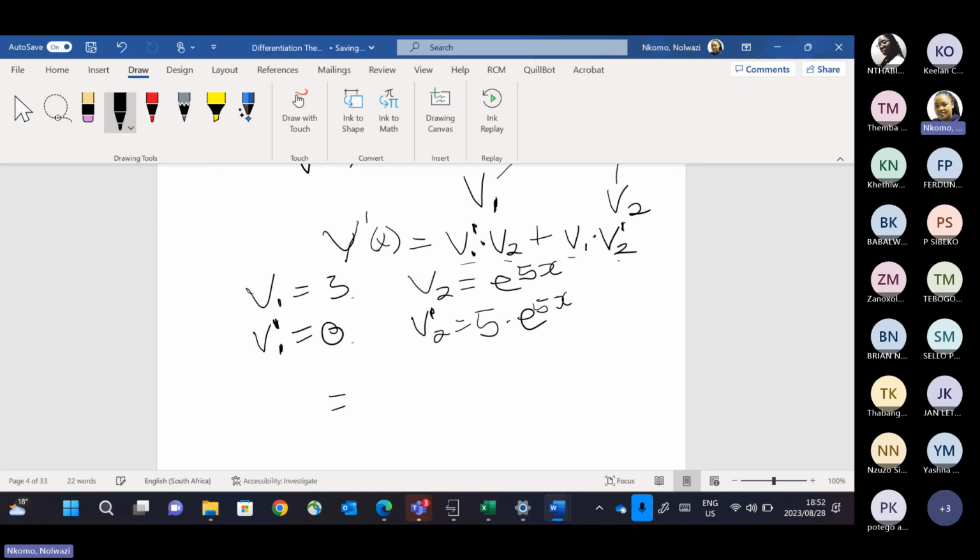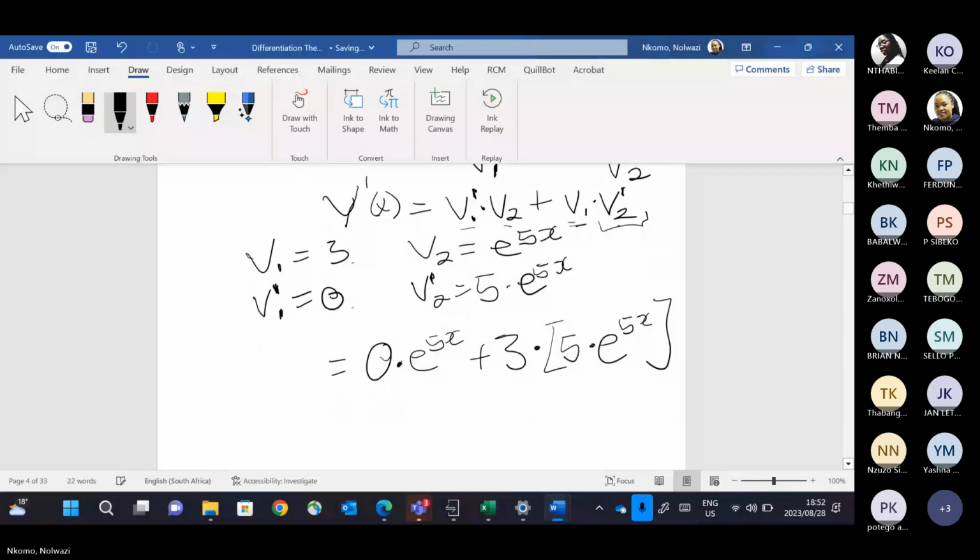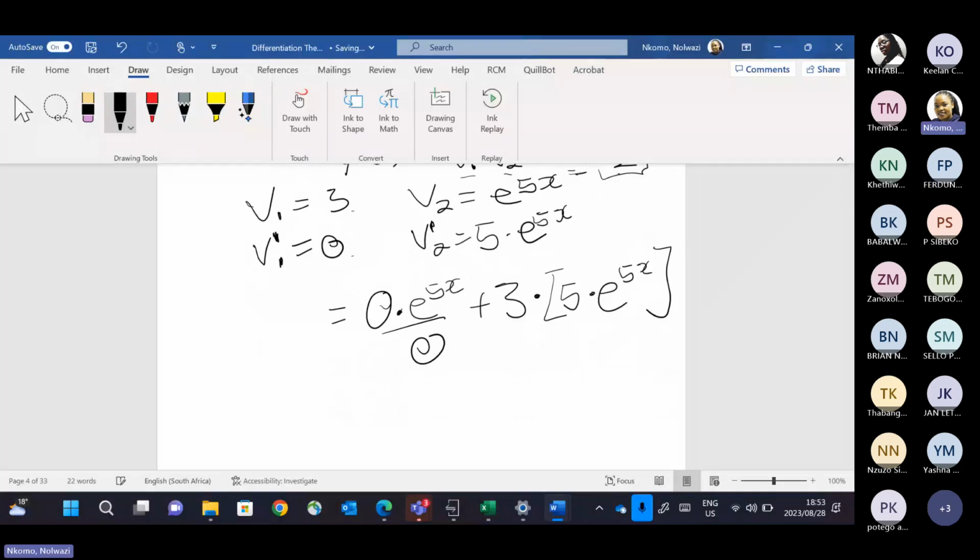We have v prime as 0 times v2, which is e to the power 5x, plus we have v1 as 3 times v prime 2, and v prime 2 is 5 times e to the power 5x, right? Yes. This gives you 0, plus you have 3 times 5. 3 times 5 is 15, e to the power 5x.